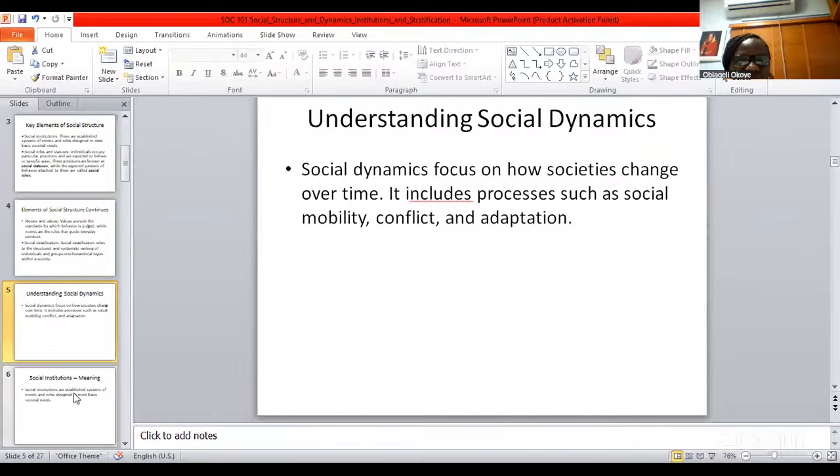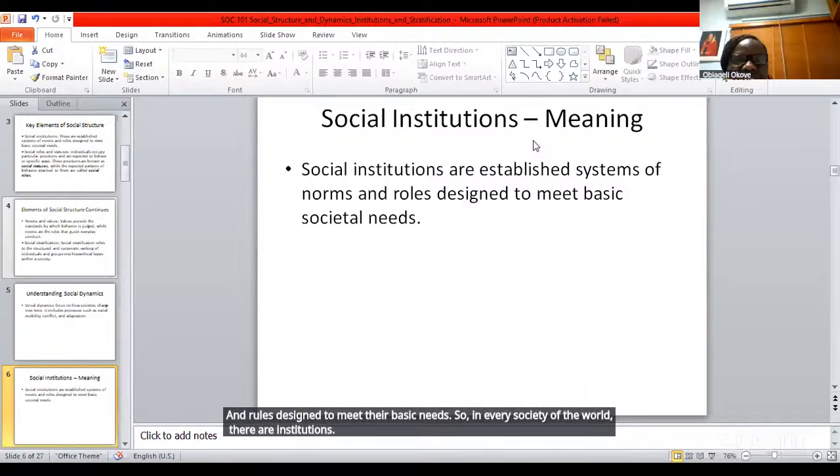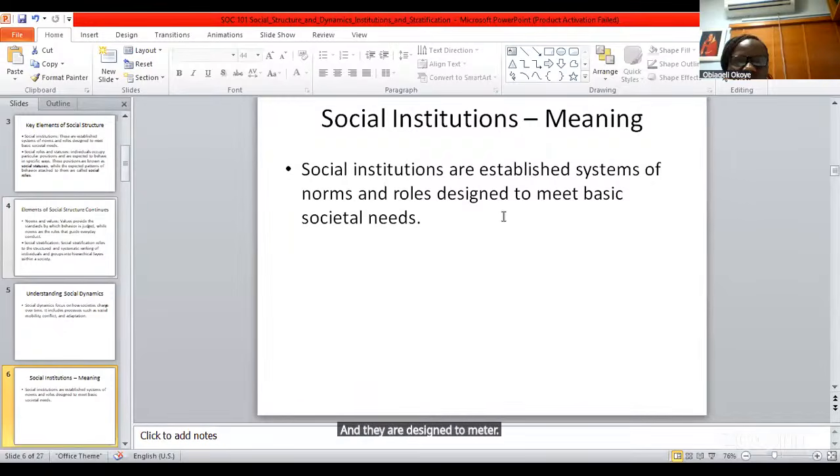So the next concept we are going to talk about is social institutions. Okay, so social institutions are established systems of norms and roles designed to meet basic needs. So in every society of the world, there are institutions, and they are established systems of norms and roles designed to meet basic societal needs.